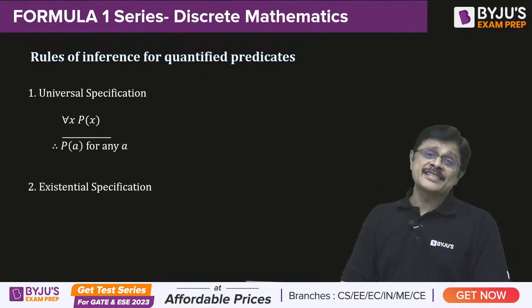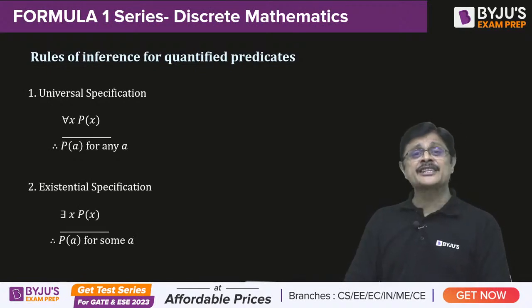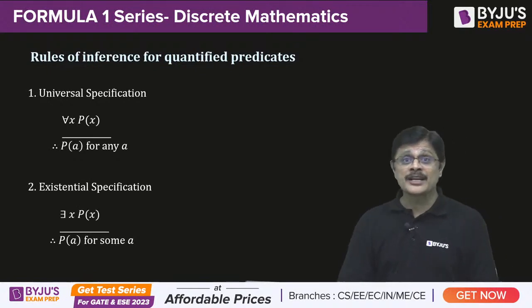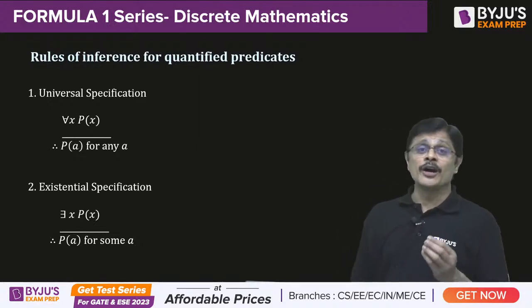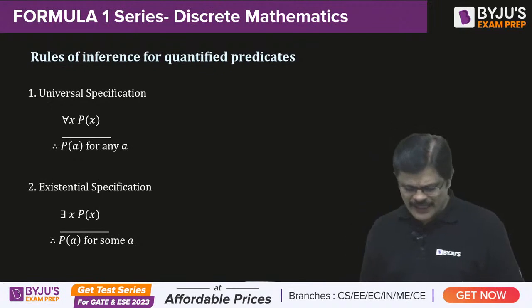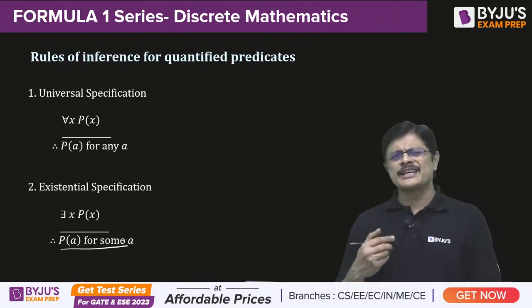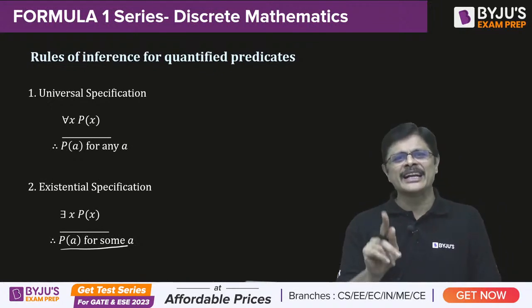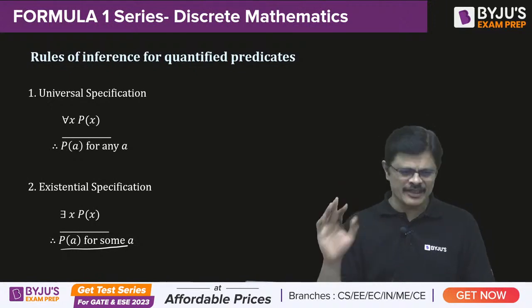Similarly, existential specification. If you say there exists x Px, here we can't say Pa for any a, because at least for one value it is true. Guaranteed is 1. So we take Pa for some a. Even though we say for some a, we can only guaranteedly take one a only, sir. That has to be fixed.